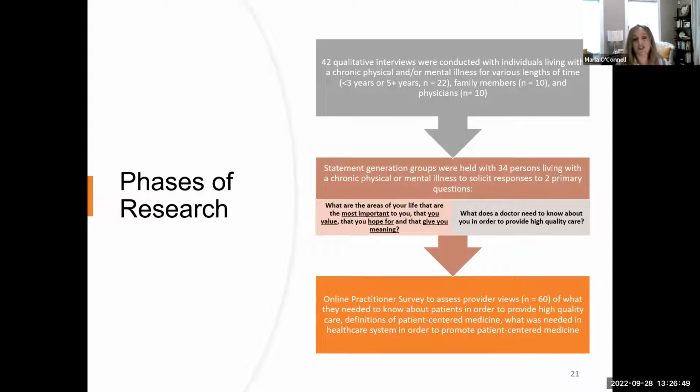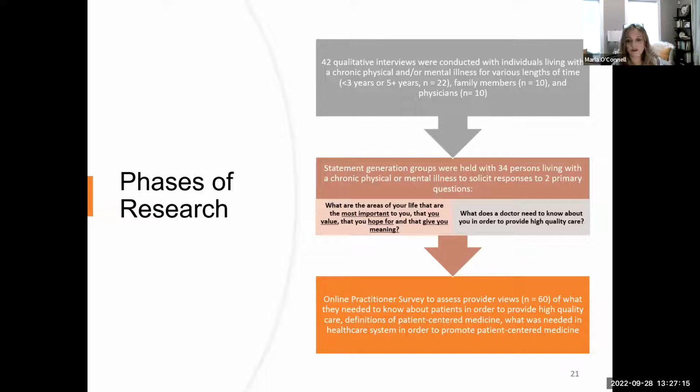This research had three phases. We did qualitative interviews with individuals living with chronic physical and/or mental illness for various lengths of time, thinking that people who may have lived longer with a diagnosis might have different values, preferences, and goals than somebody who is more recently diagnosed. So that was the first step. We did the qualitative interviews.